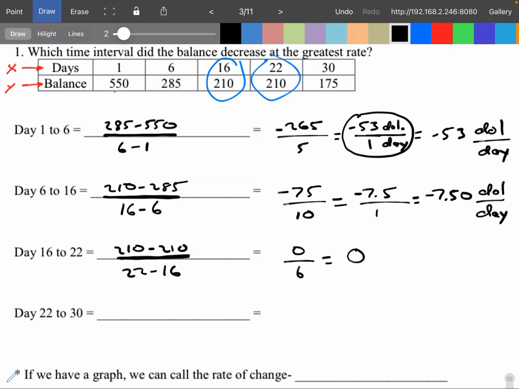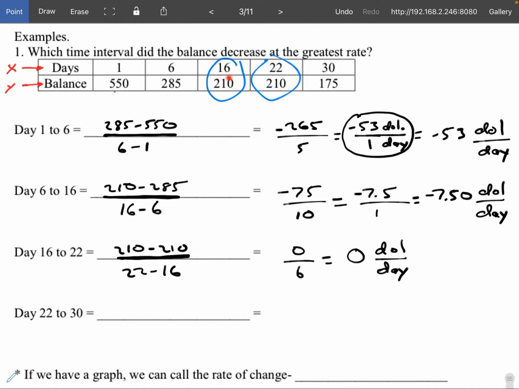And then the numerator, we're subtracting the y values, which would be 210 minus 210. What's 210 minus 210? 0. So you get 0 over 22 minus 16, which is 6. Well, that's just 0, right? 0 divided by any number is 0. So it's $0 per day.